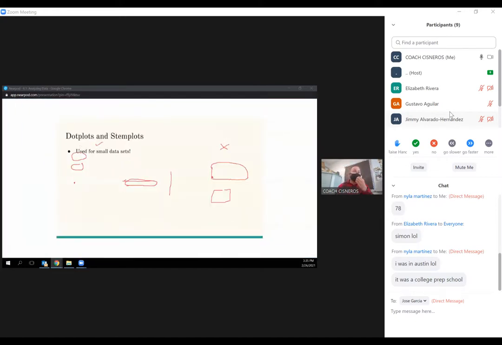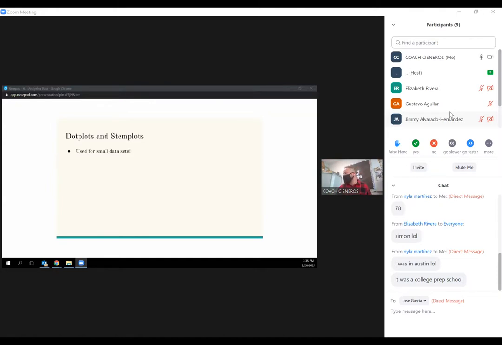All right, so dot plots, stem plots, all that stuff's there. Dot plots, stem plots, we use them for small data sets. If I wanted to make a dot plot or stem plot for 6th period, pretty easy. I can make it really fast. There's only 28, 30. There's how many of you now? 29. Okay, there's 29 of you guys. Pretty easy to make a dot plot or stem plot.